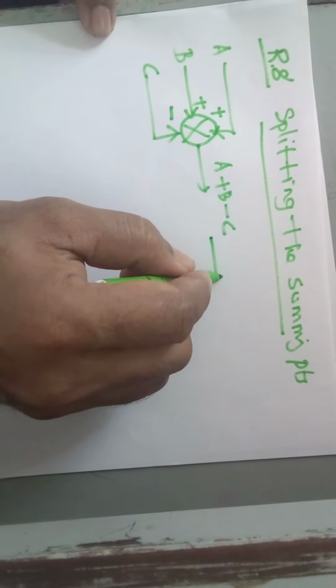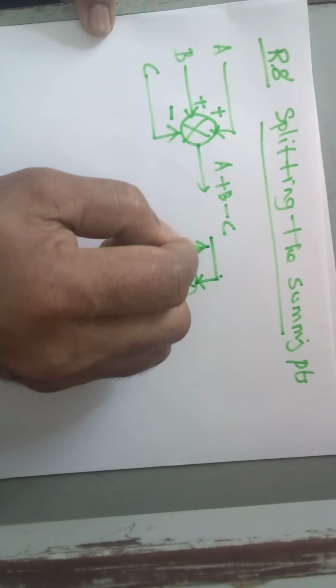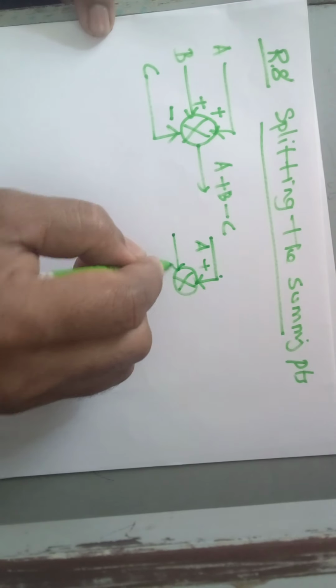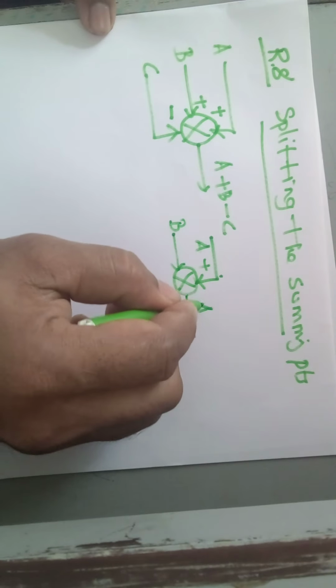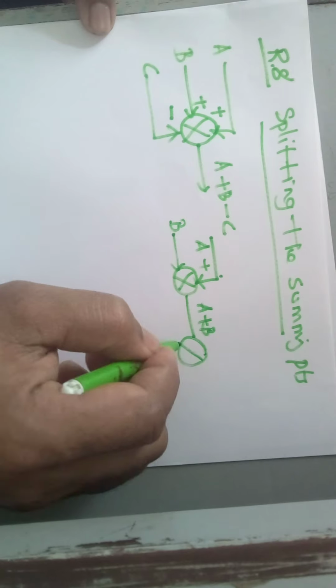First I need to add two signals using one summing point. This is the first signal A, right? This is another signal B. So add these two signals first. So the output is now A plus B. Understood? So use another summing point.